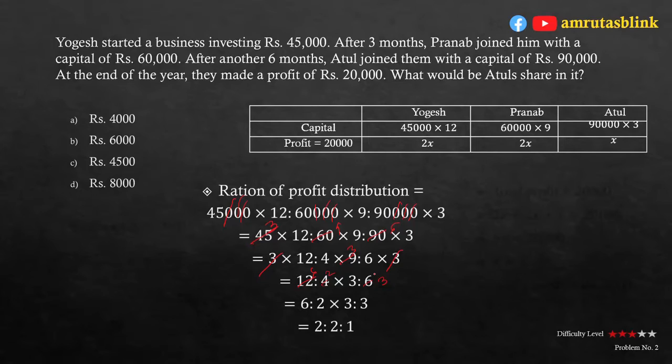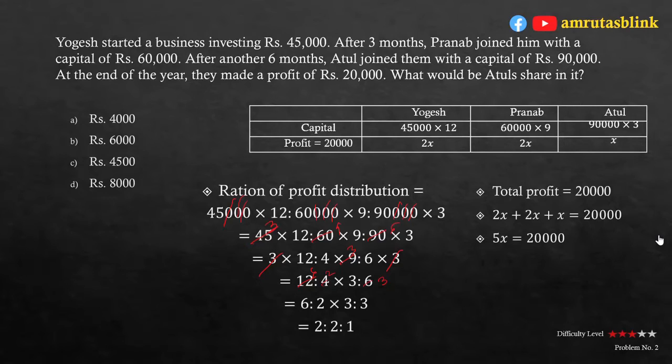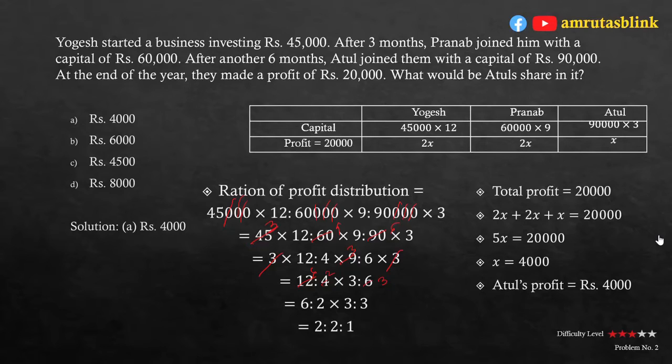So, suppose Atul is going to receive 1 share, then Pranav will receive 2 shares and Yogesh will also receive 2 shares. Now, the total profit given is rupees 20,000. So, 2x plus 2x plus x is equal to 20,000, that is 5x is equal to 20,000 and hence x is equal to 4,000. Now, what is asked in the question is Atul's share in the profit. Atul's share is 1x, that is 4,000, and hence Atul's profit in this whole calculation is rupees 4,000, hence answer option is A.